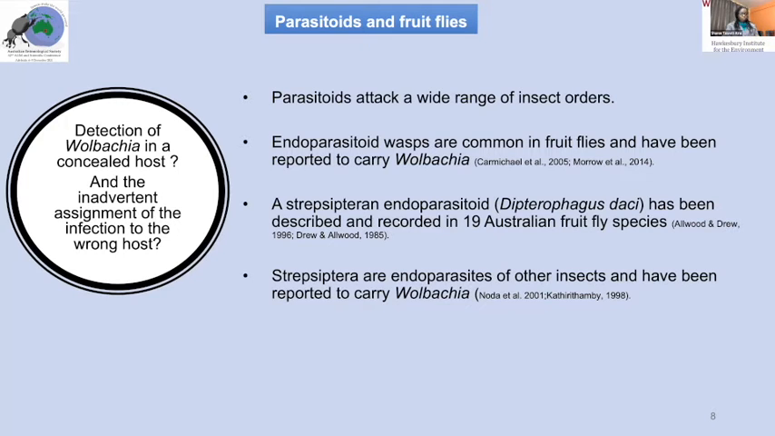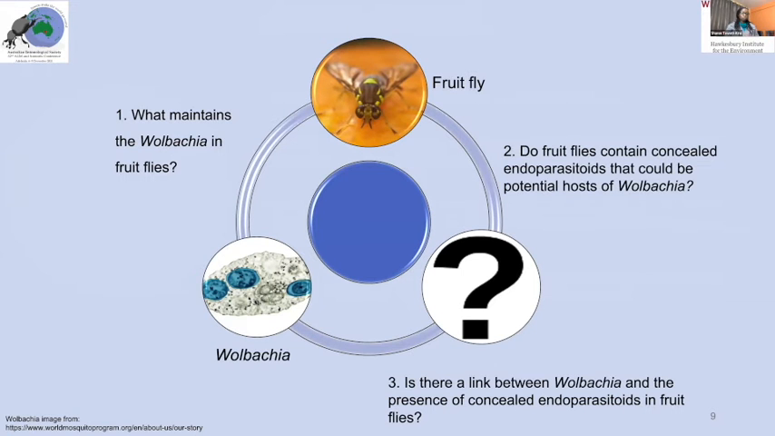So our main questions were that we wanted to really understand what maintains these strange Wolbachia infections in fruit flies. Do fruit flies have a concealed endoparasitoid that could be a potential host of Wolbachia? And if yes, is there a link between Wolbachia and the presence of this endoparasitoid in fruit flies?